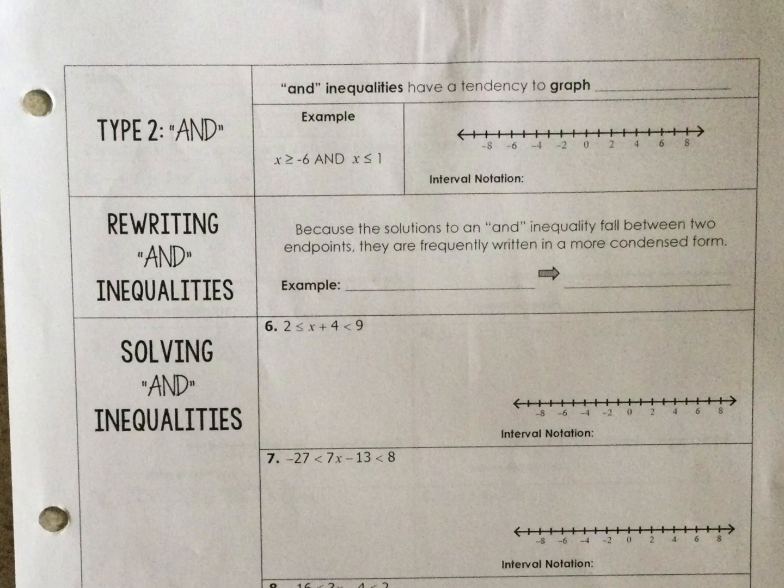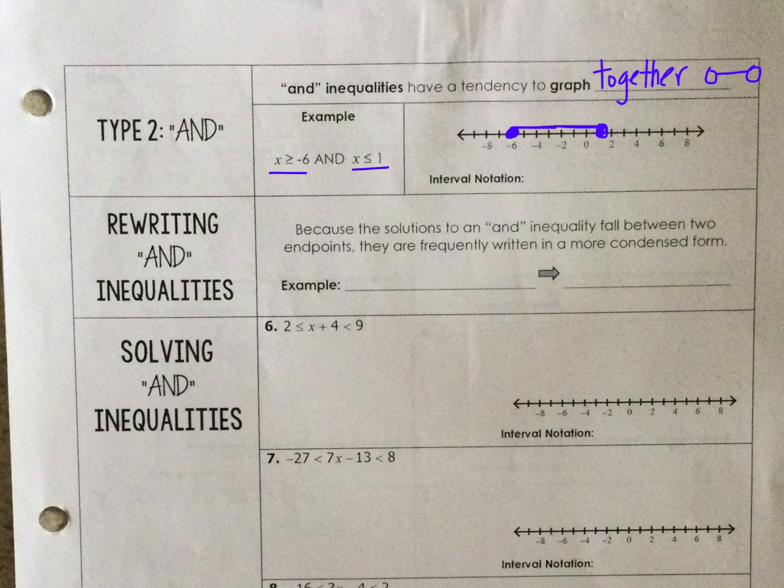So on the front side, we were talking about "or"s, and now on the back side, we're going to talk about "and"s. "Or"s always go apart from each other, "and"s always graph together. So it'll be a circle with the line connecting it with the circle. All right? So if I need to graph x is greater than or equal to negative 6, solid circle, it's going to go that way. x is less than or equal to 1. It's going to be a solid circle, and it's going to go that way. So I'm just going to connect them.